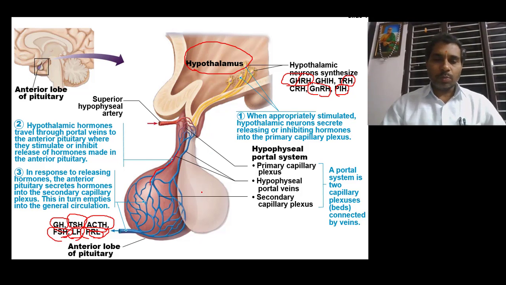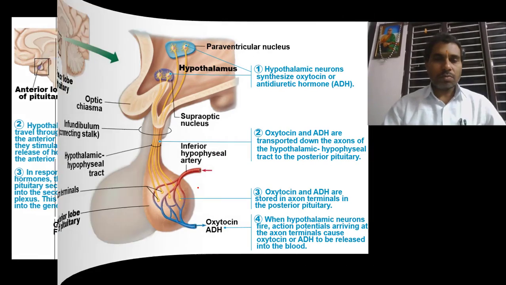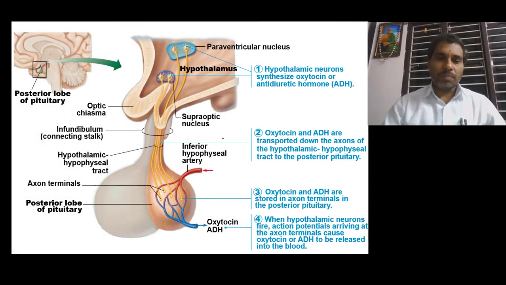And when coming to the posterior pituitary, here this is the posterior pituitary, and it interconnects with nerve cells. These are the paraventricular nucleus. From this paraventricular nucleus, a nerve cell enters into the posterior pituitary, and the paraventricular nucleus secretes particular hormones, and those hormones enter into the posterior pituitary, and from the posterior pituitary the hormones enter into the capillary, into the blood.